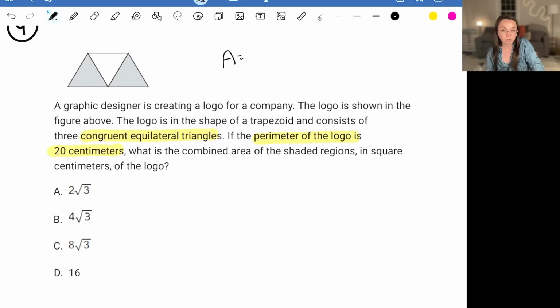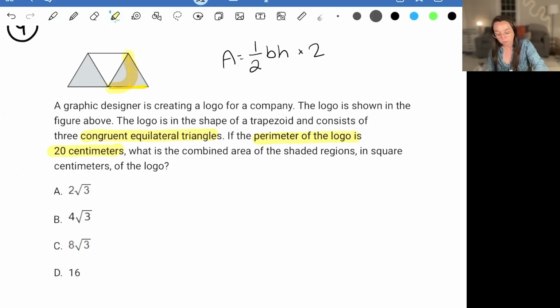So the area of a triangle is 1/2 base times height. And we have to basically times 2 because we have two triangles. So the things that we need to find, let's do it like this. We need to find the base of our triangle and the height of our triangle, right? So how do we do that?